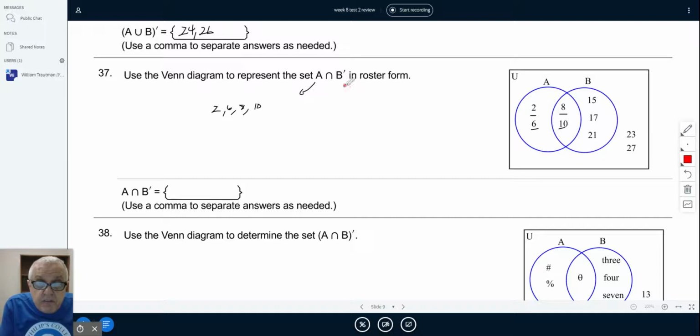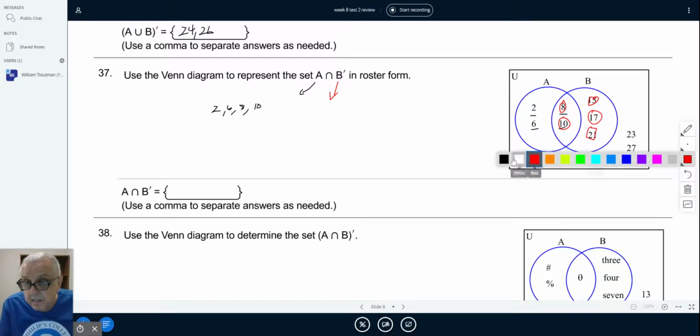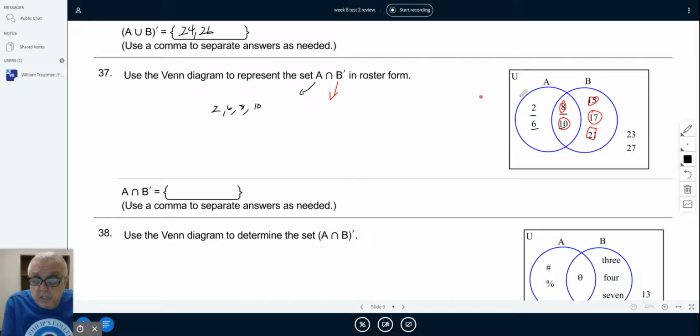Now we're going to find things that are not in B. Well, these are in B. So I need to write down everything that's not in B. 2 is not in B. 6 is not in B. 23 is not in B. And 27 is not in B.